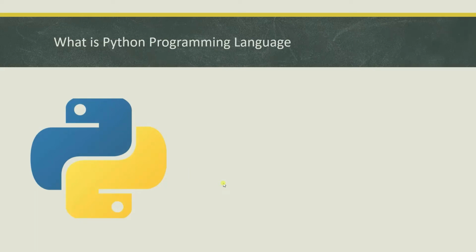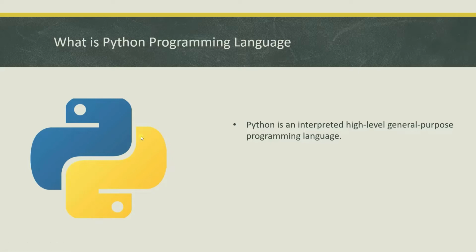Now we understand what is a programming language and what is a program. So let's understand what is Python programming language. Python is also a programming language by which we can write a program and a computer can understand that program. Python is an interpreted, high level, general purpose programming language, and we will understand interpreted and high level programming language a bit later in our session. Python was created by Guido van Rossum in 1989.